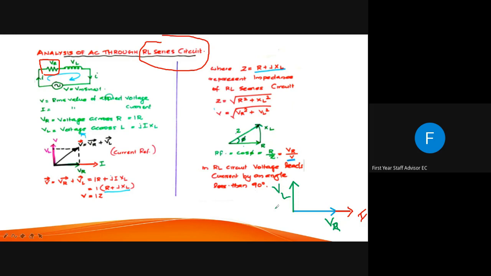Then we are drawing the voltage phasor of the inductor. Since current is the reference, we should draw it in such a way that the voltage phasor is leading the current by 90 degrees. So we have drawn that also. Now that is for a pure inductor. So now we have drawn for a pure resistor and a pure inductor. When they are combined, the resultant vector will be something like this. It will be exactly in the middle of both phasors.